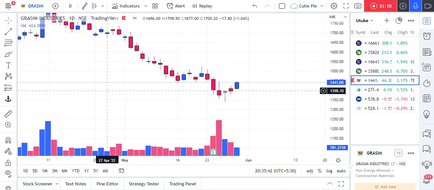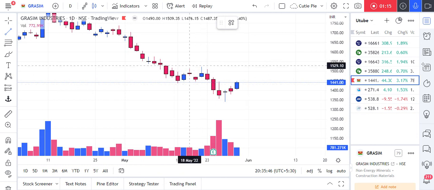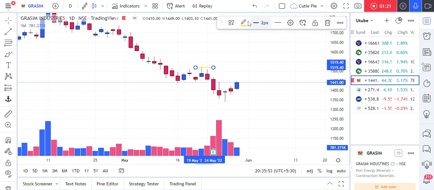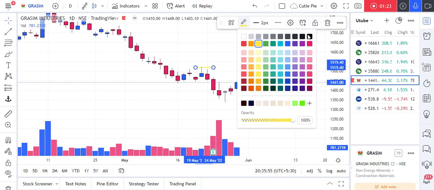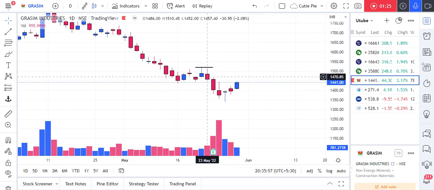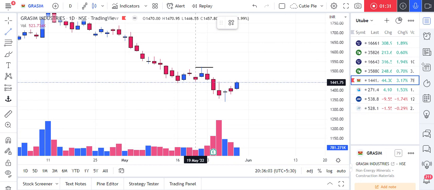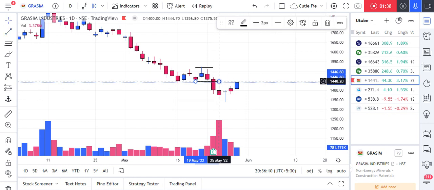So what we first have to do is mark the high of the three previous days. Okay, so this is the high, so I am marking it. I am marking the high of the past 3 days' movement. At the same time, I am also marking the low of the previous 3 days' movement. Okay, so it is around here.